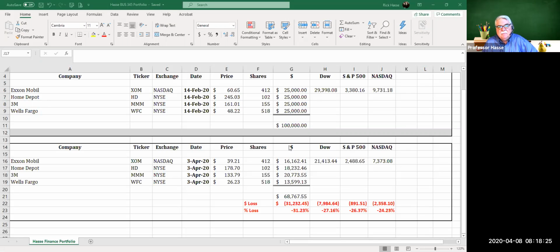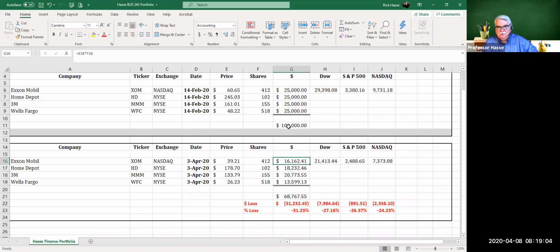That's exactly right. This file is posted to Blackboard in the quiz number 2 file folder. This is my Excel spreadsheet calculation, and notice my original shares were determined by taking the amount of the investment divided by the original stock price back on February 14th. Then I copied down those share amounts as values, and then I determined the new share price on April 3rd. I multiplied that share price times the number of shares to get my new value of my investment in Exxon, Home Depot, 3M, and Wells Fargo.